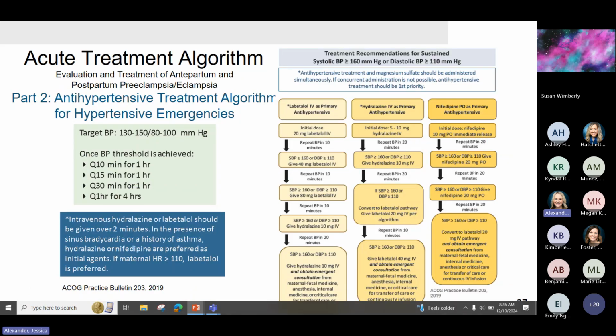So an algorithm is established here. Check blood pressures every 10 minutes for 1 hour, then every 15 minutes, every 30 minutes, every hour. This is not a rigid protocol to follow, but certainly is a suggestion in the ACOG bulletin. And then again, to the right of the screen, you can see the regimens that can be used with each particular agent. The interval to repeat the blood pressure is different because of the different onset and duration of the medication, with labetalol being 10 minutes, where hydralazine can be 20 minutes in between.